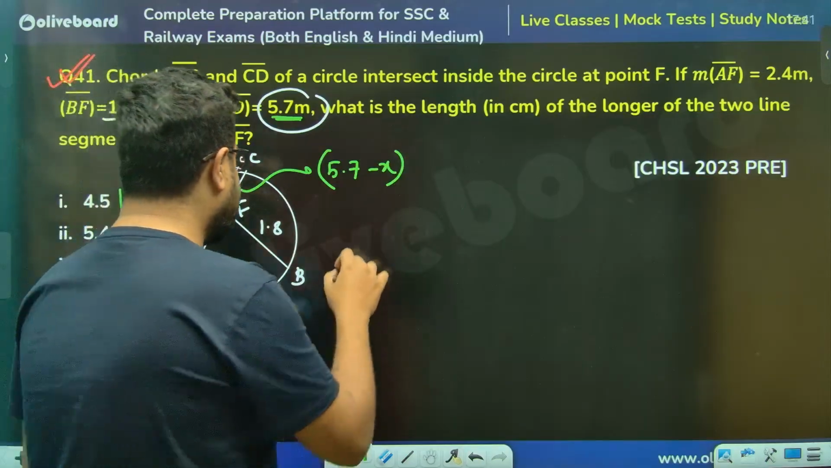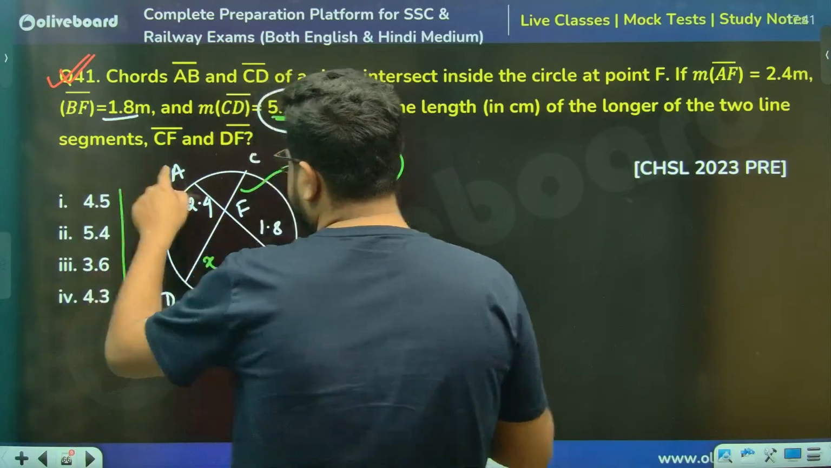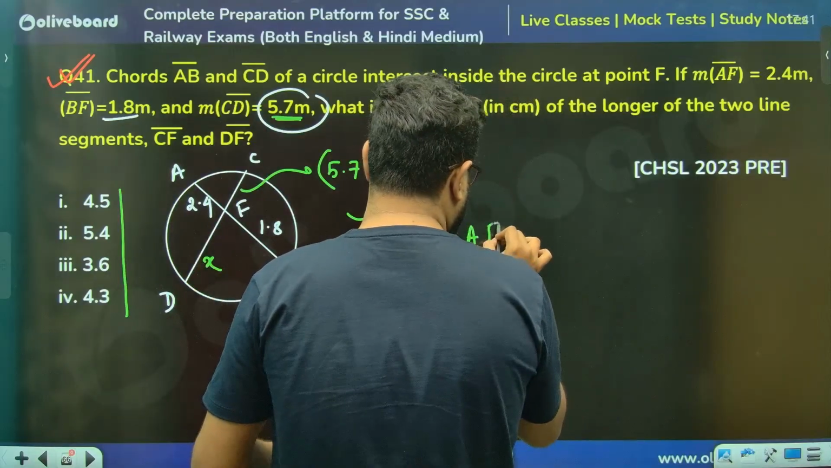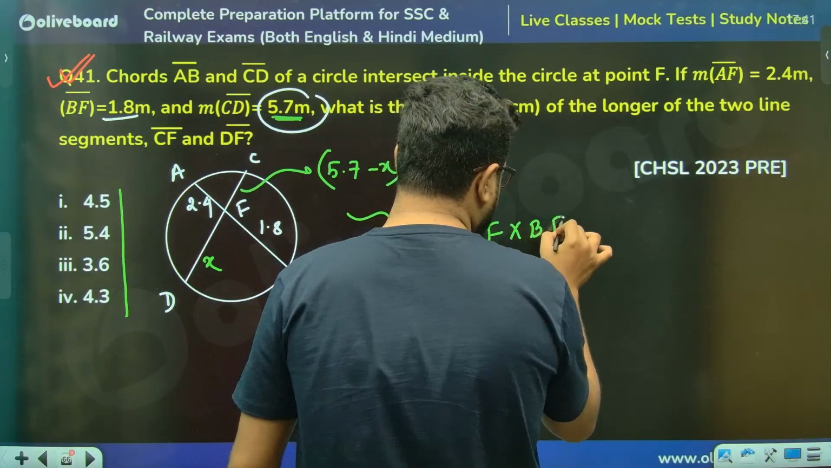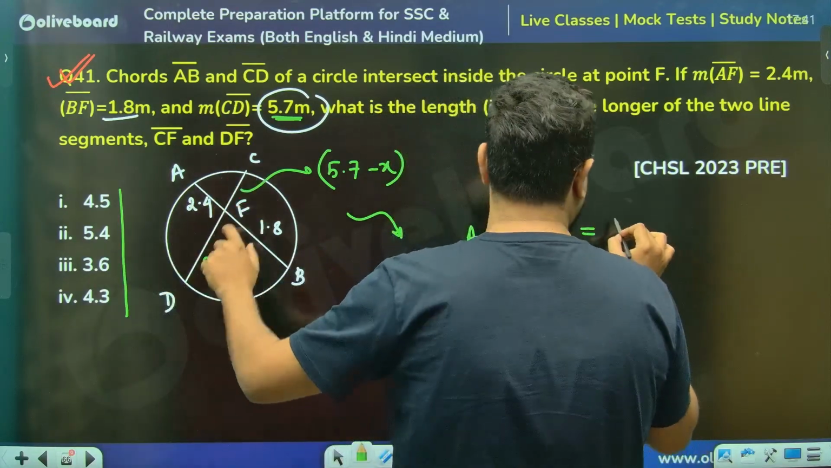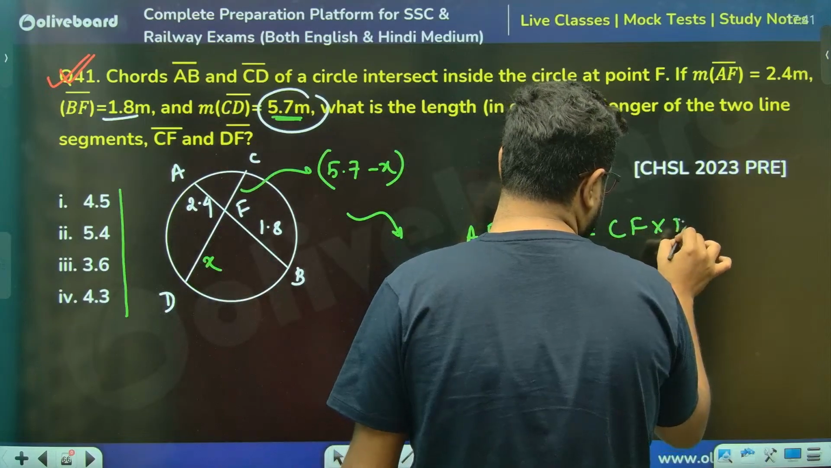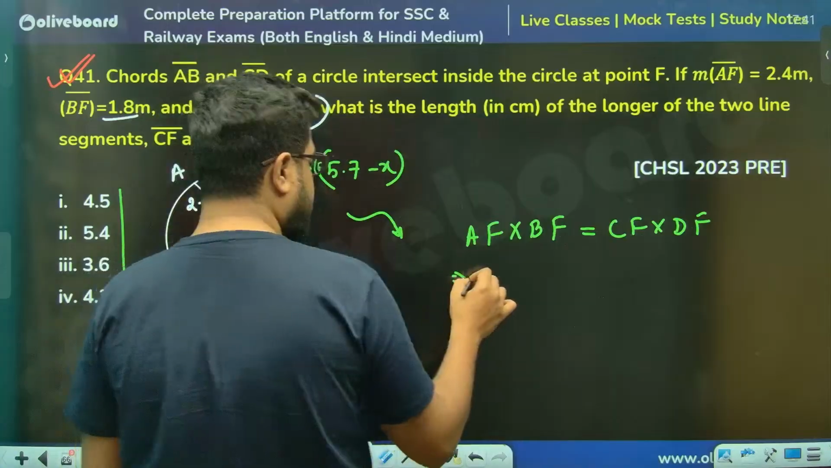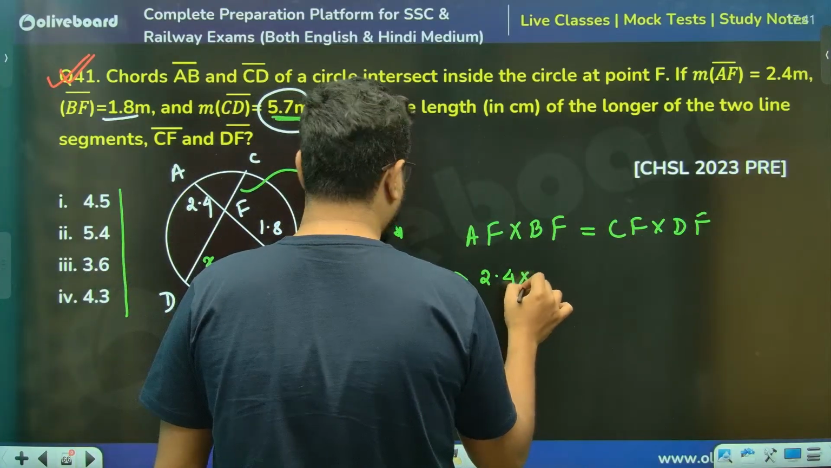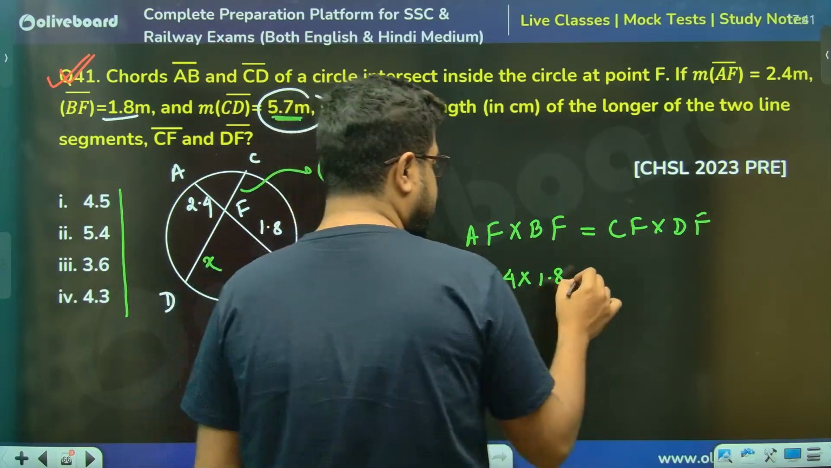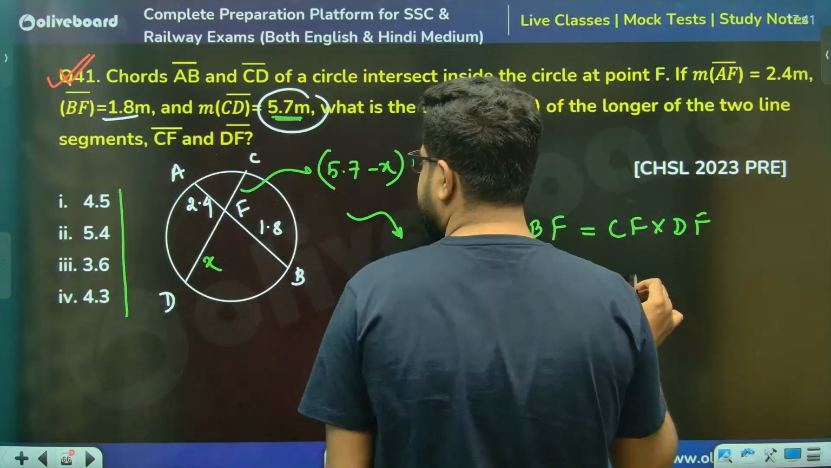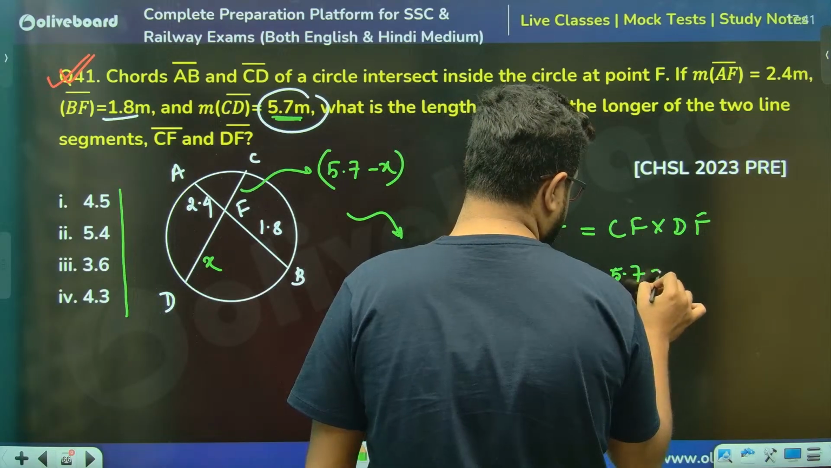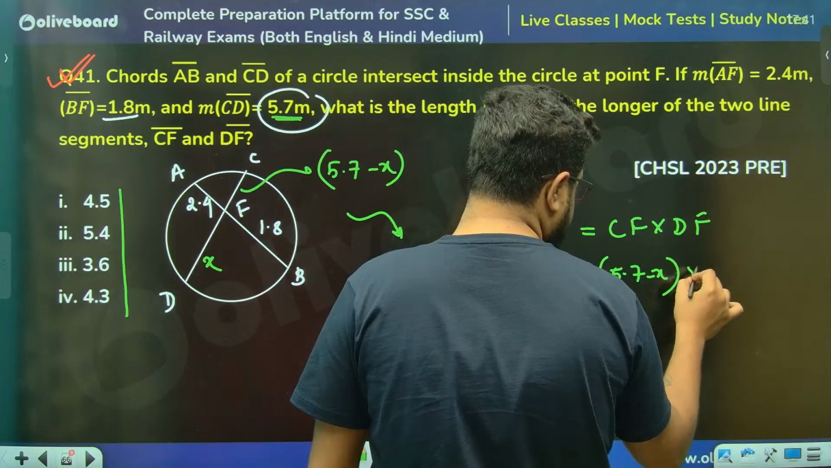Now the property says, same as with this chord, AF into BF is equal to CF into DF. AF is 2.4 into 1.8, which is equal to CF, 5.7 minus x, into x.